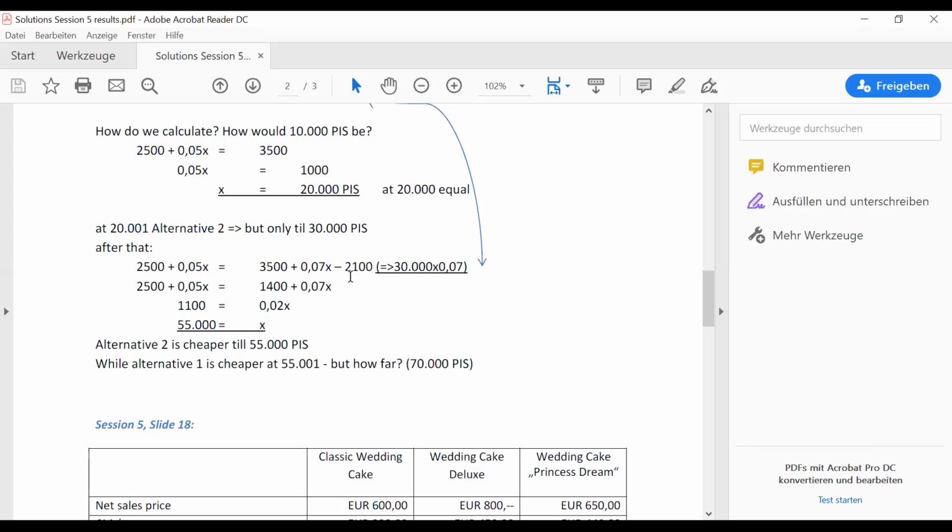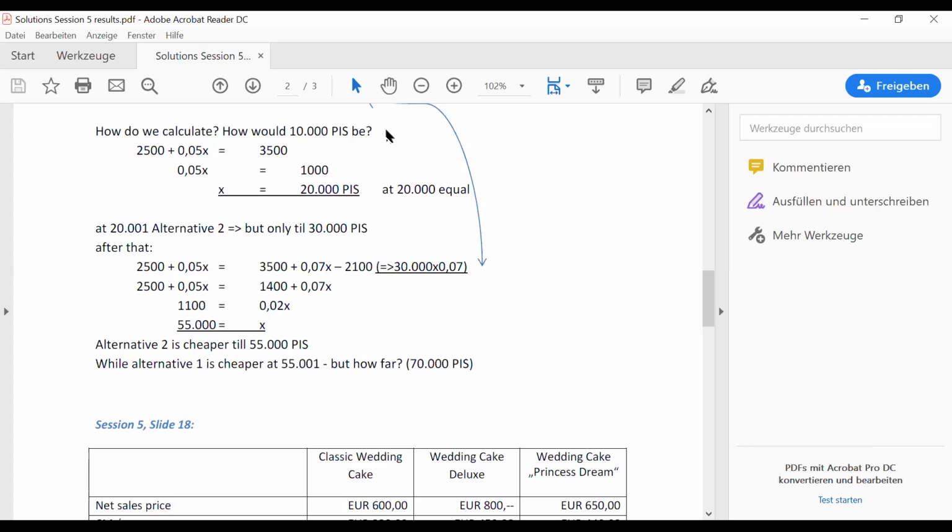It must be at least 2,107 cents in this case. Okay, I hope you can comprehend that step. When you have this cost function, then it's easy to go because you just need to calculate. The original cost function, 2,500, equals 1,400 plus 7 cents times X. X equals at last 55,000.